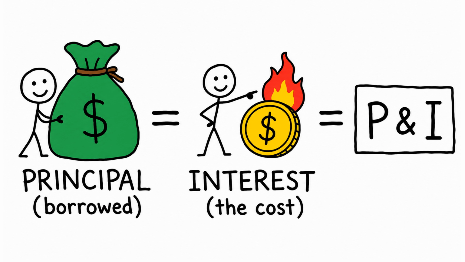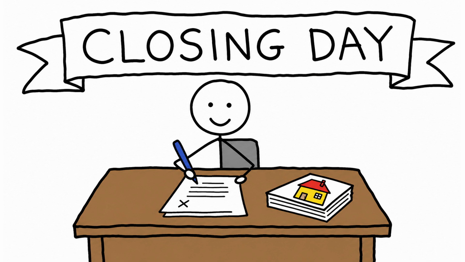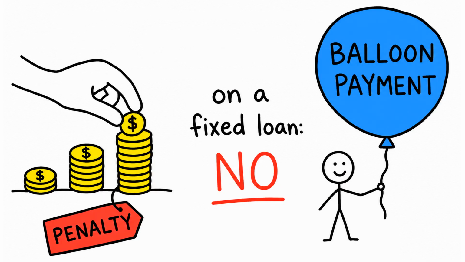Now look at the column on the right that asks, can this amount increase after closing? Closing just means the final day you sign all the paperwork and the loan becomes official. On a simple fixed-rate loan, the answers here are no, no, and no. That's a good thing. The same box lists prepayment penalty and balloon payment. A prepayment penalty is a fee for paying your loan off early. A balloon payment is one big lump sum due at the end. On a straightforward fixed loan, both say no.